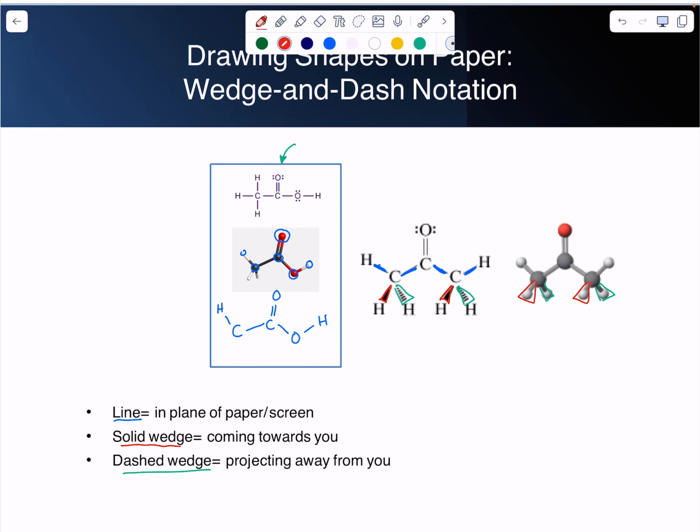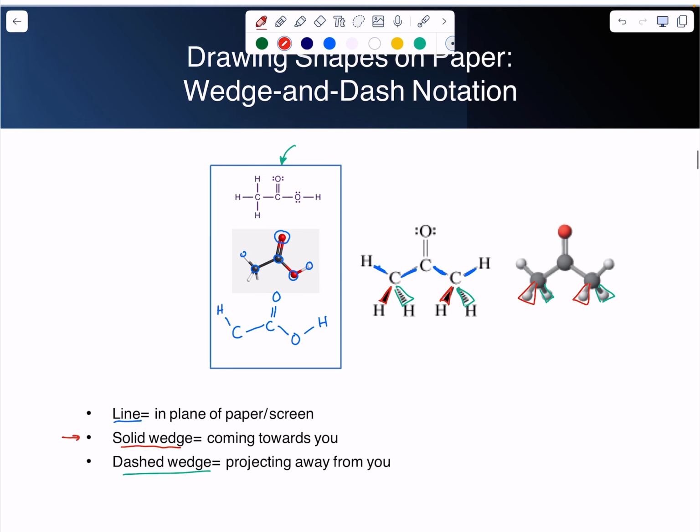So one of them is going to be coming towards us, right? That's this one right here. So that one we would draw with our solid wedge. And then the one that's going away from us, that's this one right here, we're going to draw with the dashed wedge. All right, and so that will tell us that this hydrogen is coming towards you in space, and this one's going away.